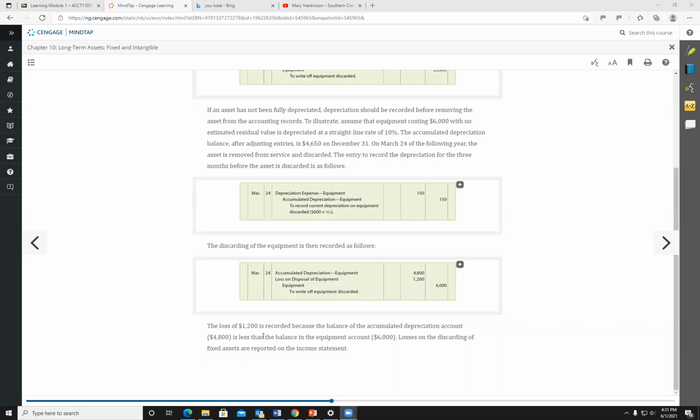The loss of the $1,200 is recorded because the balance of the accumulated depreciation account of $4,800 is less than the balance of the equipment account of $6,000. So losses on the discarding of fixed assets are reported on the income statement. So that would actually be recorded as an expense on the income statement right here.